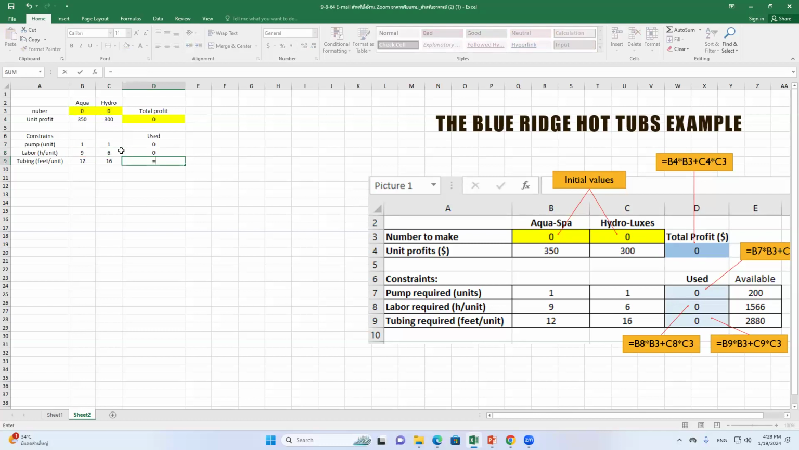This also: x1 multiplied by 12 plus x2 multiplied by 16. This is what we use, but now we use only 0, so we get 0. And this is the available amount, the maximum limit. For pump we have only 200, for labor only 1,566, and for tubing we have only 2,880. This is the limitation.